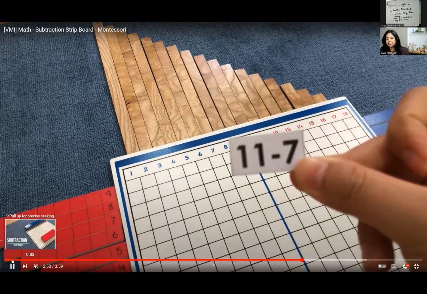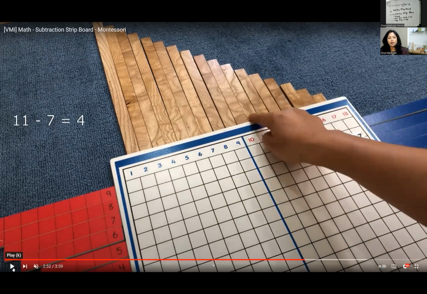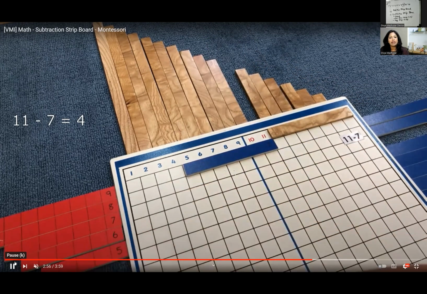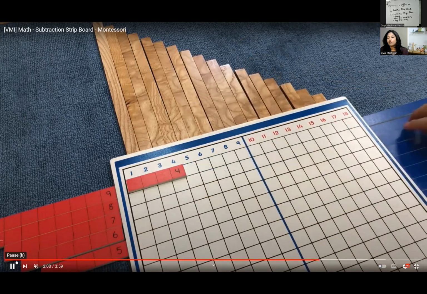Now let's do some more problems. It becomes easy. Let's take 11 minus 7. So where should I pick? Which one should I pick? You have to take the brown strip which is near 11, correct. And then cover off the remaining. So minus 7, you take from the blue. So your answer is 4.